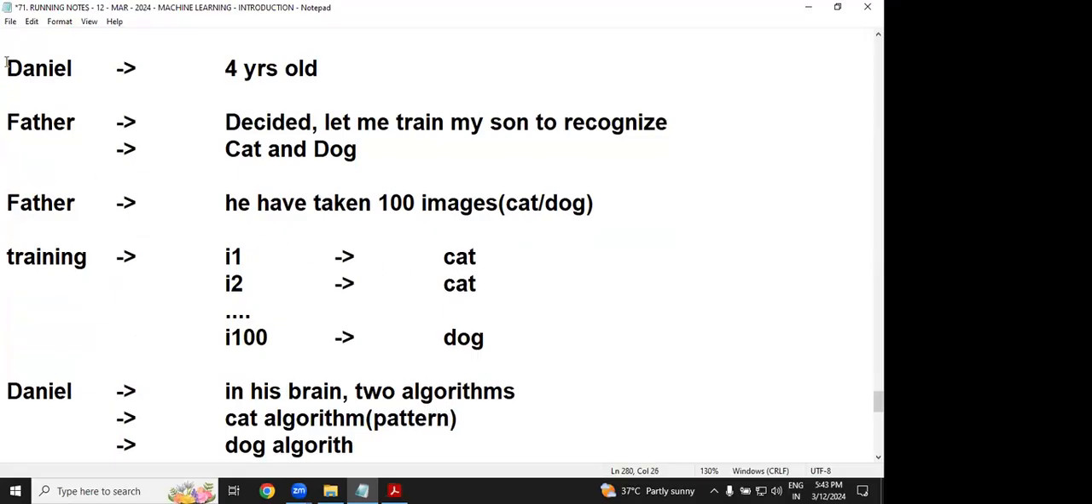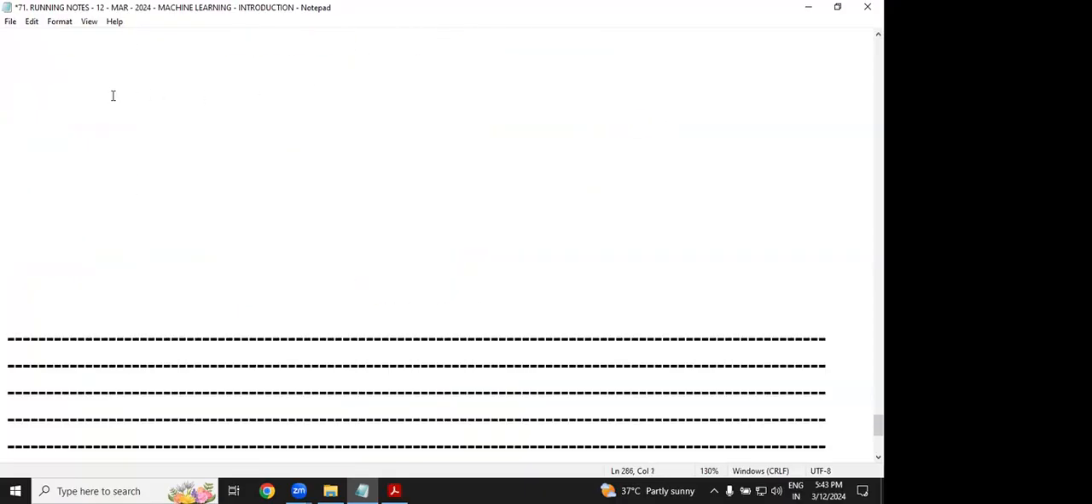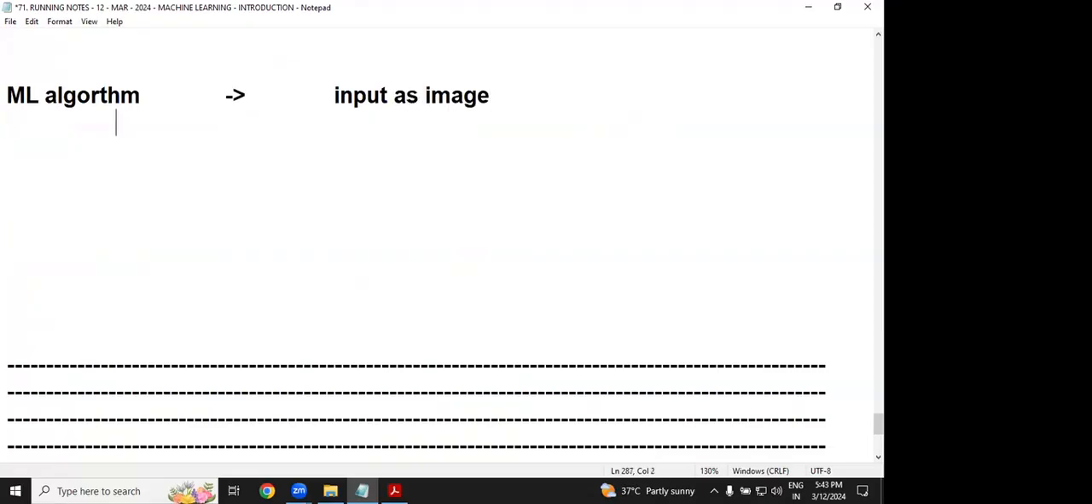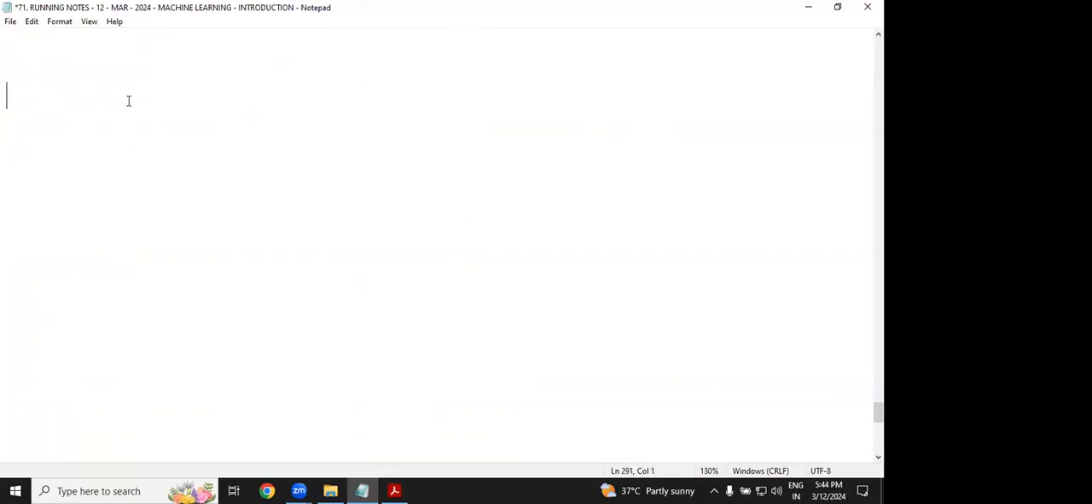Right. For a human being, training is required. Same thing like that. Let us take one ML algorithm. Now this ML algorithm, we are giving input as an image, that image will be a cat image. If this ML algorithm recognizes this is the cat, it is a really amazing task. Now let me tell you one important point. Can somebody tell me? Let us take a human. What is the easy task?